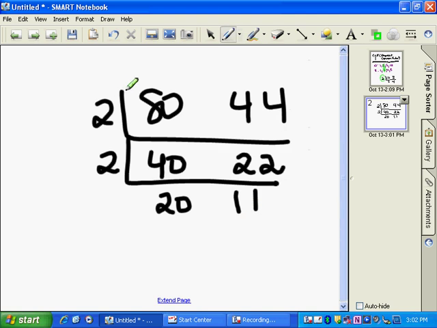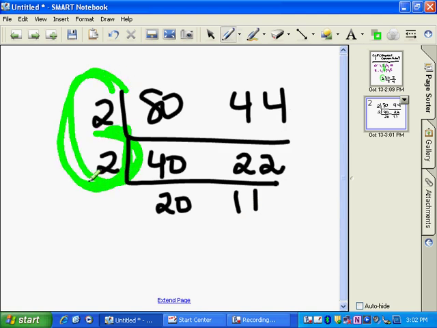Now, the trick here, though, is if you have two numbers on the side like I do here, the greatest common factor is the two numbers multiplied by each other. So the greatest common factor here is 4 because 2 times 2 is 4.